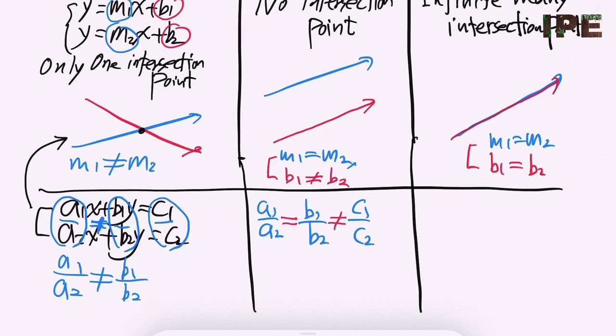The last case, infinitely many solutions, means they have the same slope and same y-intercept. Same thing when standard form is given. Use a1 over a2, then compare b1 over b2 and c1 over c2. If they are all equal to each other, that means the same slope and same y-intercept. Use this equation to solve some problems.